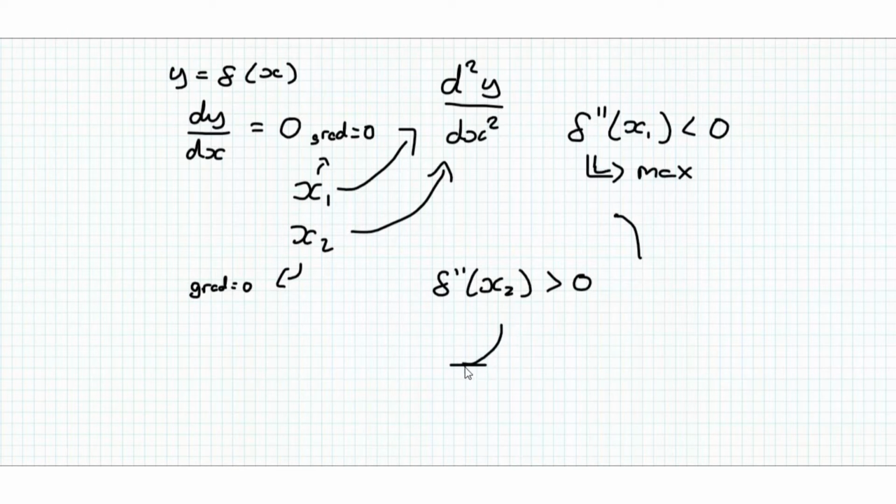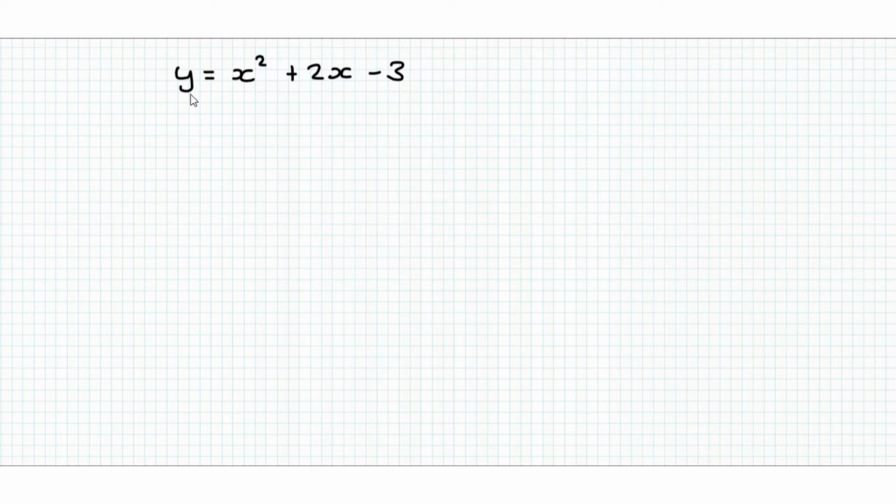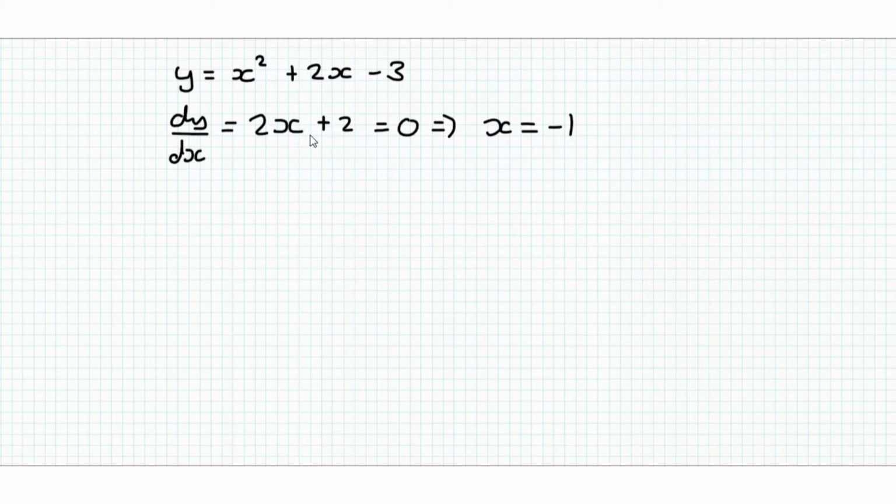Now what we'll do is pick a particular function, find its stationary point, and then classify each stationary point. So we've got y equals x squared plus 2x minus 3. Quickly we're going to find the first derivative. That's equal to 2x plus 2. I want to set that equal to 0. Since 2 is not equal to 0, we can just divide by 2. This leads to x equals minus 1 as our x coordinate for the stationary point.